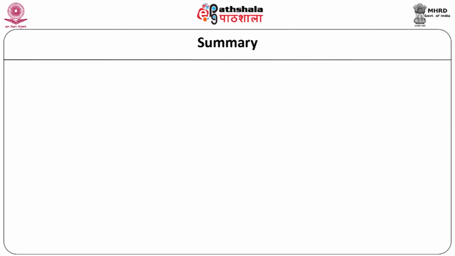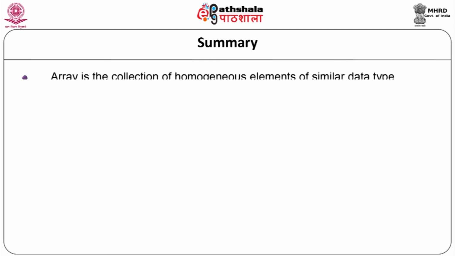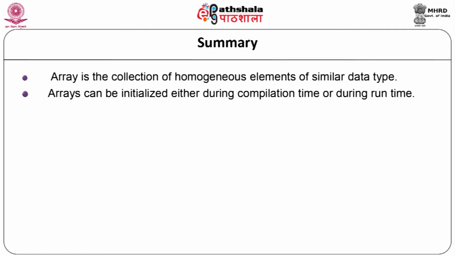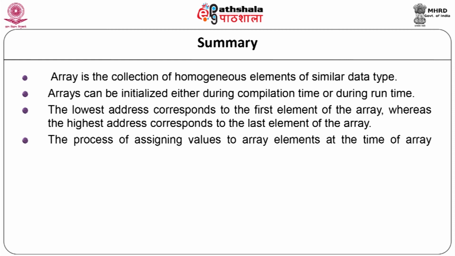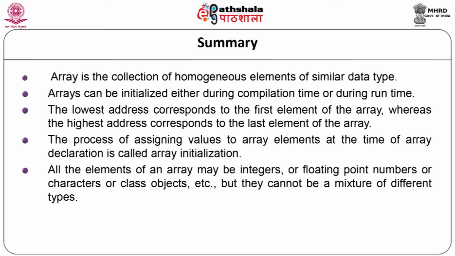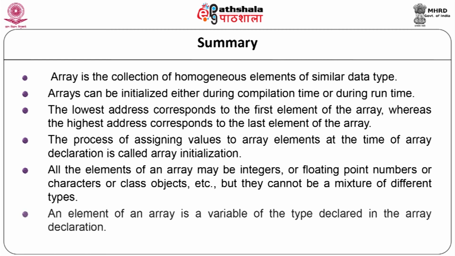Now, let us summarize our module 26, arrays. An array is a collection of homogeneous elements of similar data type. Arrays can be initialized either during compilation time or during runtime. The lowest address corresponds to the first element of the array, whereas the highest address corresponds to the last element of the array. The process of assigning values to array elements at the time of array declaration is called array initialization. All the elements of an array must be integers or floating point numbers or characters or class objects etc., but they cannot be a mixture of different types. An element of an array is a variable of the type declared in the array declaration.